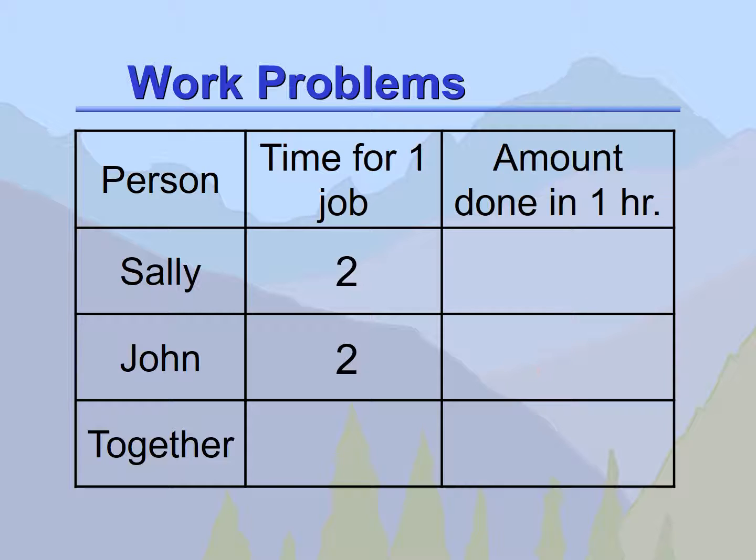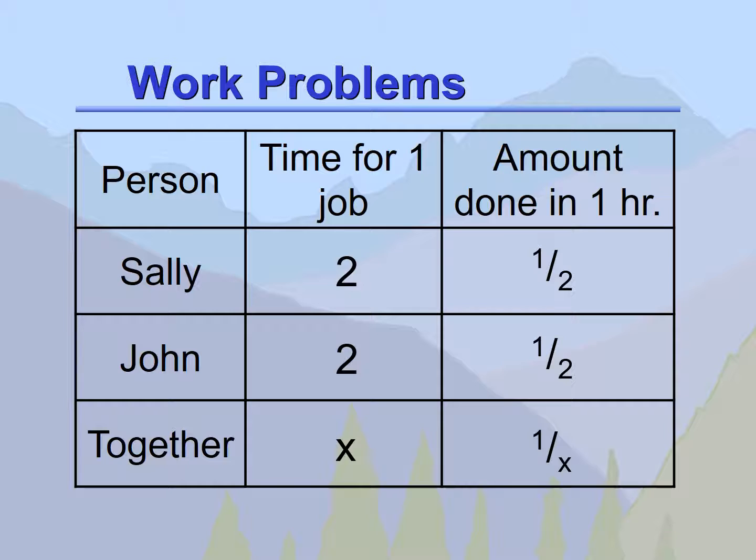1 over 2. So together, we don't know how long it took them for one job, so we'll just represent that as an X. So remember, time for one job is always represented with an X, unless it tells you together they took this long for one job. For the amount done in 1 hour column, it's always going to be 1 over X. So it'll be 1 over 2 in this one. And then for John, it would also be 1 over 2. I'm getting the 2 from this. And that means together it would be 1 over X.